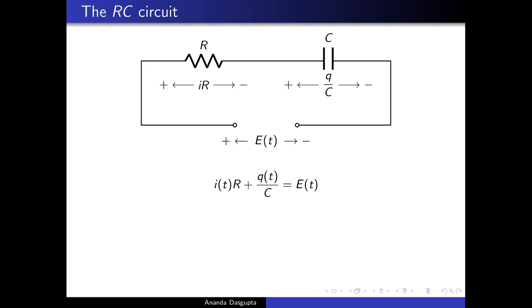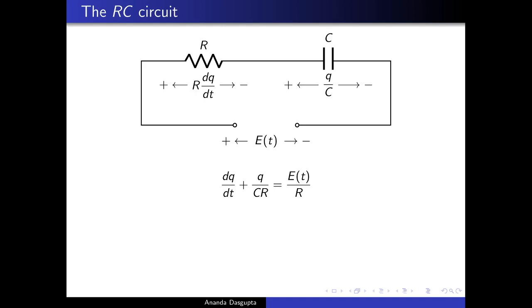But we already know that the current I is related to the rate at which charge is deposited in the capacitor plate. In particular, I is nothing but dq dt. That is because it's the same current I which is flowing through the resistor and into the capacitor. And using that, we can change this equation that we wrote down a while ago into this one, which is clearly a differential equation for the quantity Q. R dq dt plus Q by C is E of t.